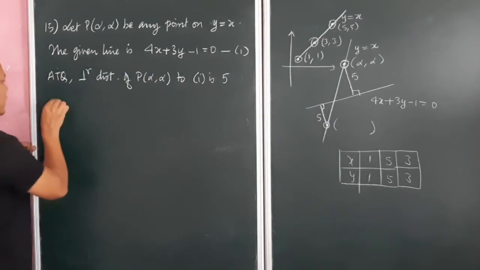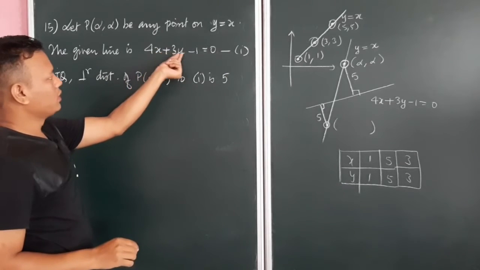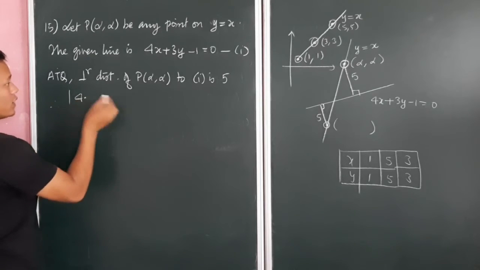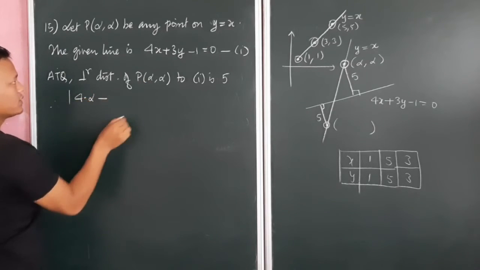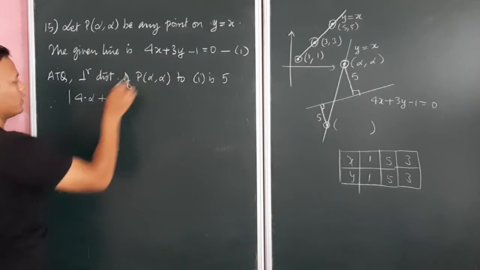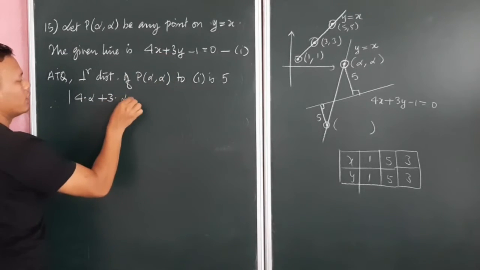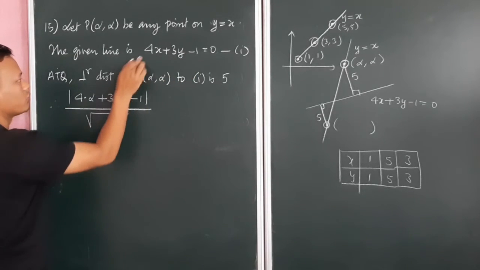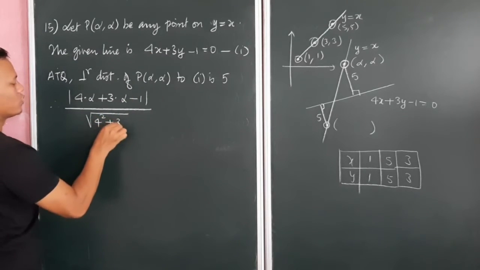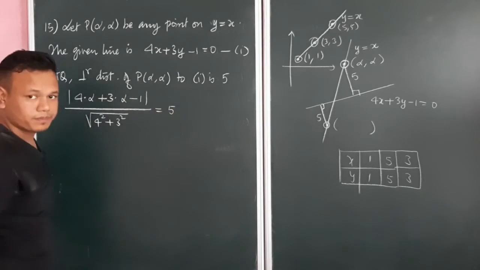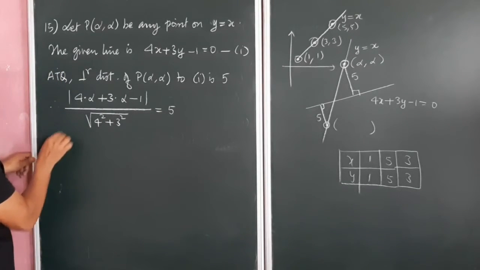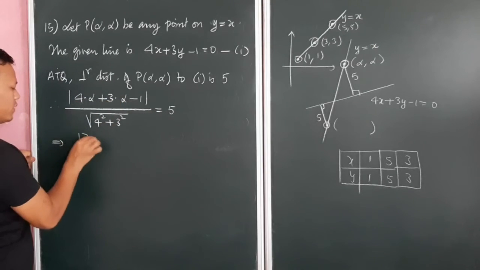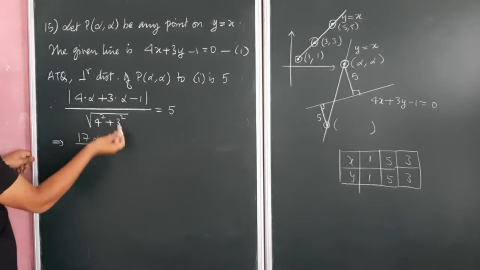Alright, so therefore I can say this is my ax plus by plus c equals to 0. So we have a modulus of a x1, x1 is how much? Alpha, plus b is 3, y1 is also alpha, plus c is minus 1, whole divided by a square is 4 square plus b square is 3 square, must be equals to 5, right? Okay, so from here we have 4 into alpha is 4 alpha, 3 into alpha is 3 alpha, so 4 alpha plus 3 alpha is 7 alpha, 7 alpha minus 1, and this is as usual going to be 5.